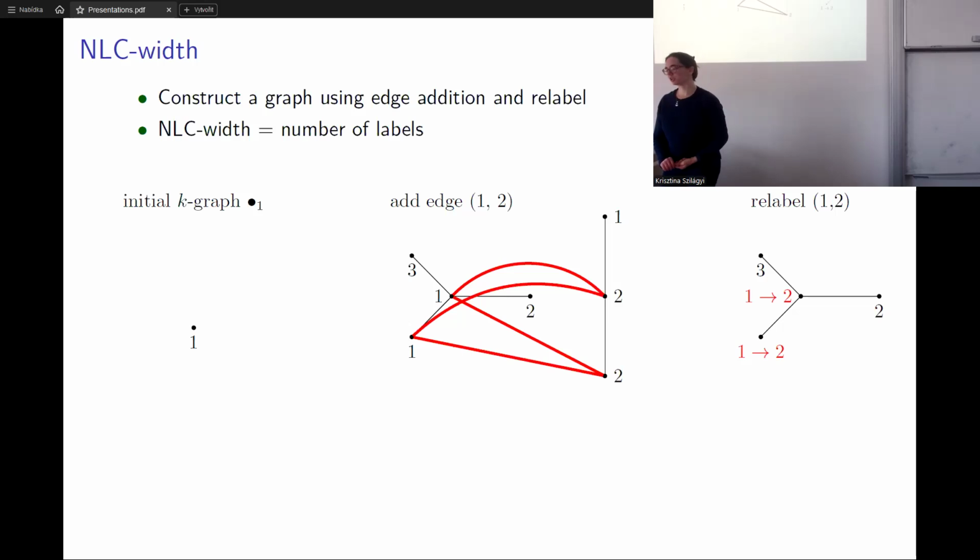And the third operation that we can do is relabel, where we take all the vertices with a certain label and we change these labels to all the same label. So we take maybe all the vertices with label 1 and change it to label 2.